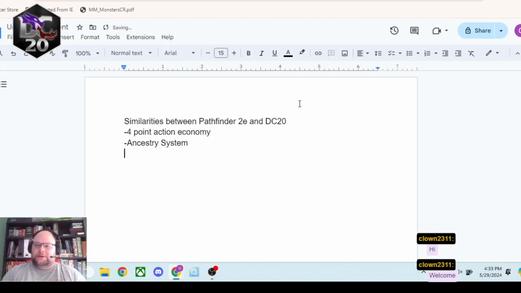For Pathfinder 2nd Edition, we have the Ancestry system. Pathfinder 2nd Edition uses an ancestry system where you get to customize your ancestry, your heritage, however you would like by selecting specific options. For example, let me go to the official book for some examples. Yeah, let's go with one of my favorites, a goblin.